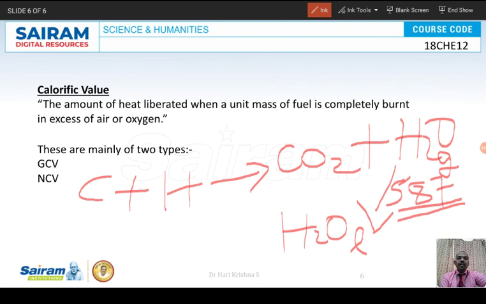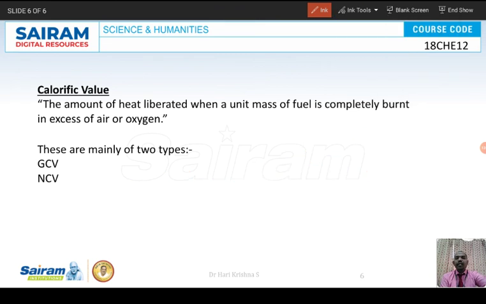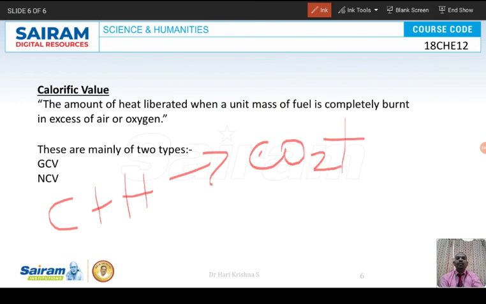So then what is NCV? NCV is the amount of heat liberated when a unit mass of fuel is completely burnt in excess of air or oxygen and the products of combustion are let off into the atmosphere. So what are the products of combustion? The products of combustion are carbon dioxide and water. So both will be let off into the atmosphere.